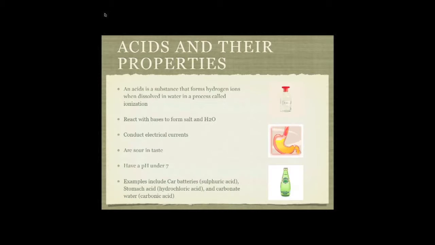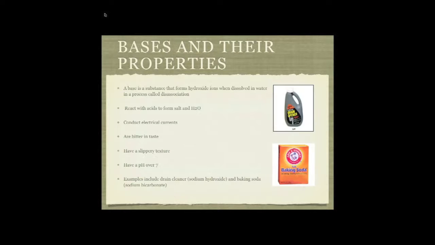An acid is a substance that forms hydrogen ions when dissolved in water in a process called ionization. They react with bases to form salt and H2O, conduct electrical currents, are sour in taste, and have a pH under 7. Examples of acids include sulfuric acid, which is found in car batteries, hydrochloric acid, which is in stomach acid, and carbonic acid, which is found in carbonated water.